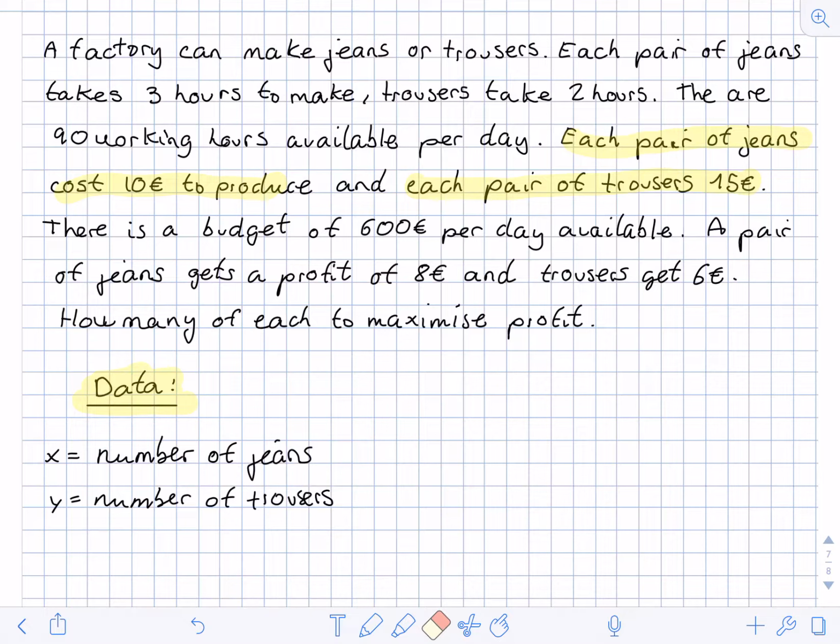There is a budget of €600 per day available. A pair of jeans gets a profit of €8 and trousers get €6. How many of each to maximize profit?